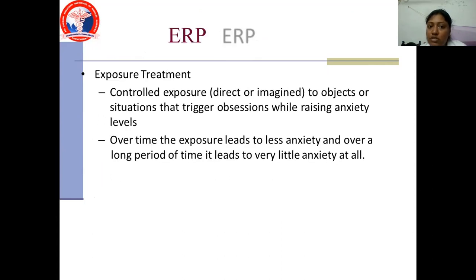Exposure is controlled exposure to objects or situations that trigger obsession while raising anxiety. It can be direct or imagined. For example, you ask them to imagine touching the wash basin, opening the tap, and then not washing their hands, and see how much obsession that triggers. Over time the exposure leads to less anxiety, and over a longer period very little anxiety at all. That's why the minimum period is 12 weeks. We do it over a period of time to desensitize the patient. This is the concept of ERP.